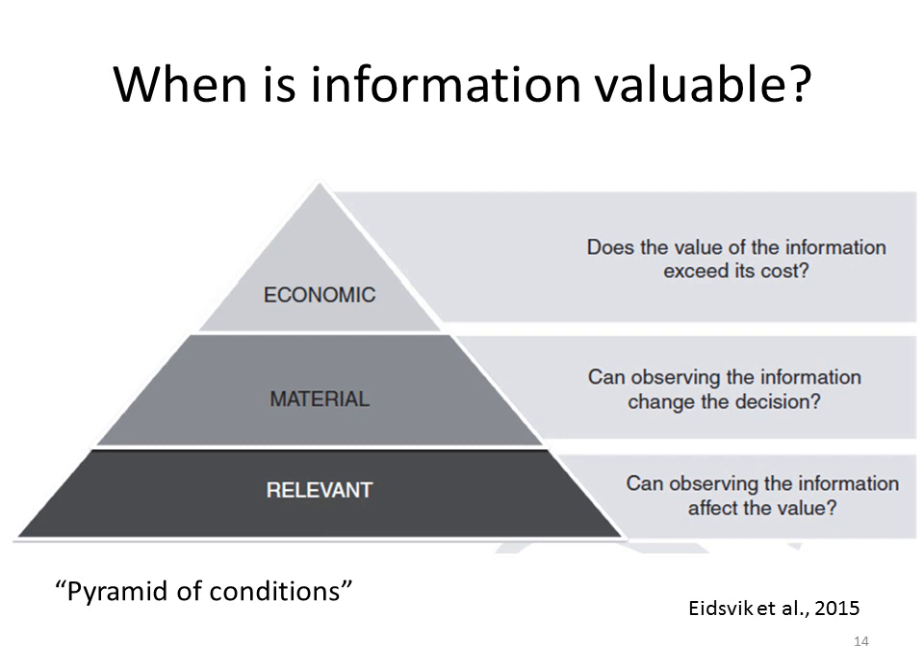The second condition in the middle of the pyramid specifies that the information must be material, in the sense that observing that information should have the capability to change the decision. And finally, of course, at the top of the pyramid is that the information must be economic. The price of the information must be less than its value.